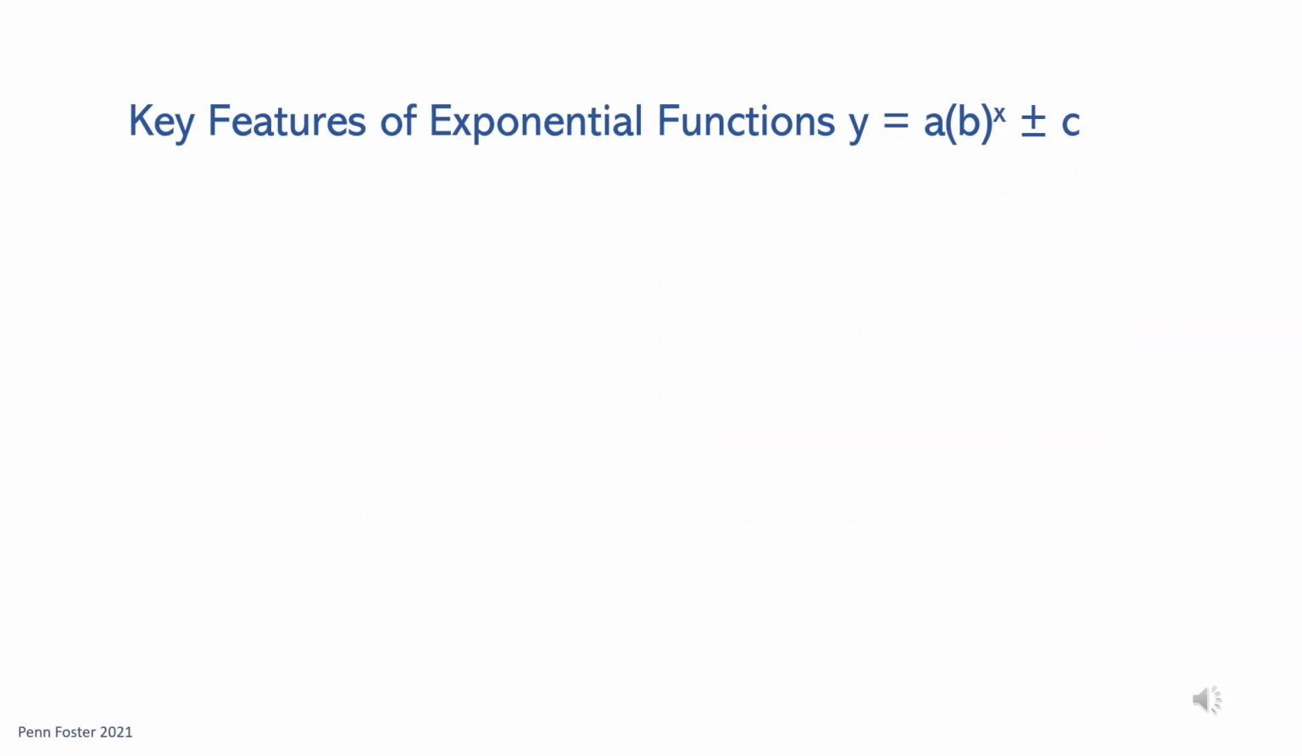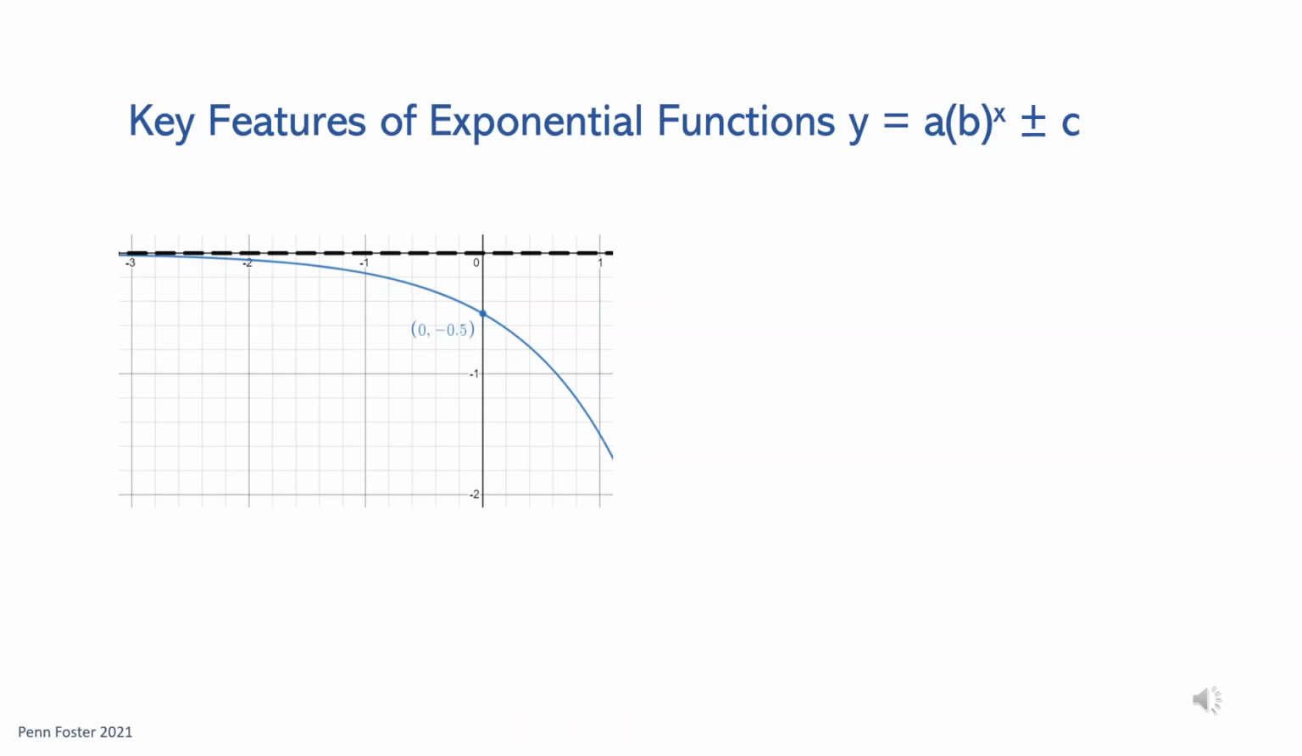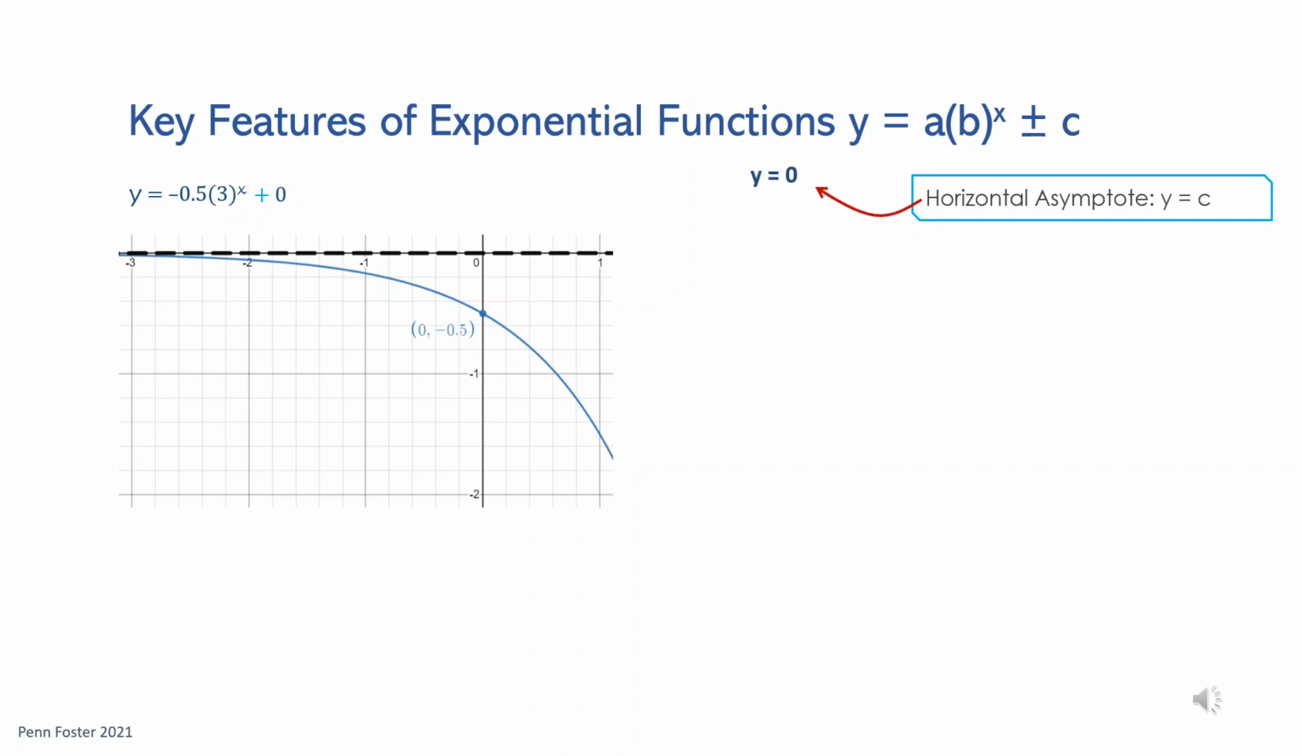Exponential functions have unique features that define each function. Let's look at this graph of function y equals -0.5 times 3 to the power x. Again, c for this function is 0. All exponential functions have horizontal asymptotes, which are imaginary horizontal lines to which functions approach but never touch or cross. The equation of the asymptote is y equals c. In this case, since c equals 0, the equation of the asymptote line is y equals 0. Or, in other words, the horizontal asymptote for this function is the x-axis.